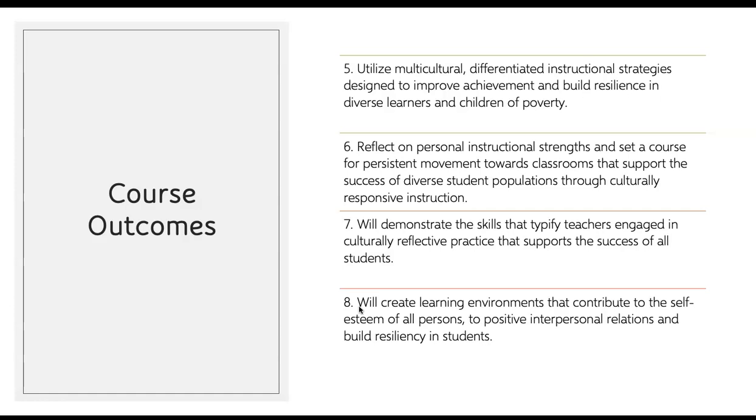Number 6 is an important one also. Going back to that concept of we're not going to a fixed destination, this one really turns that and looks at our strategies in light of who's going to have to implement them, and that's all of us. So number 6, reflect on personal instructional strengths and set a course for persistent movement towards classrooms that support the success of diverse student populations through culturally responsive instruction.